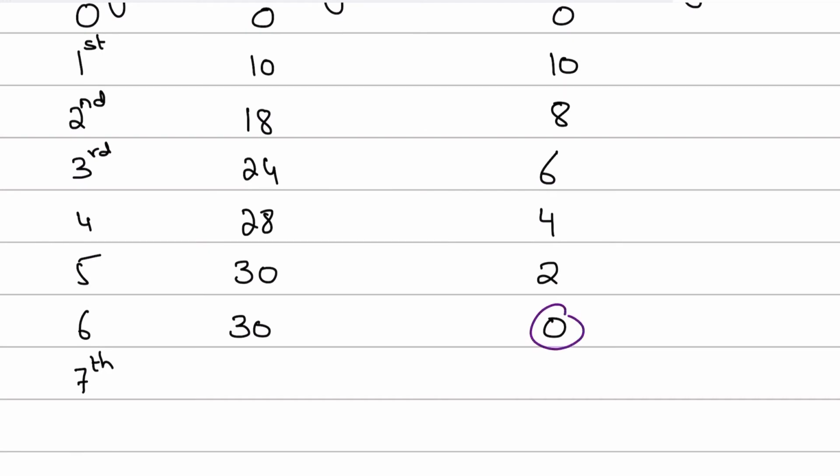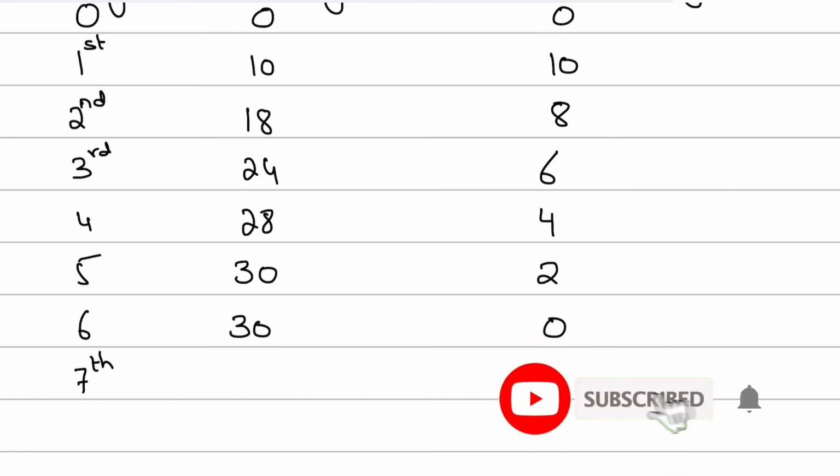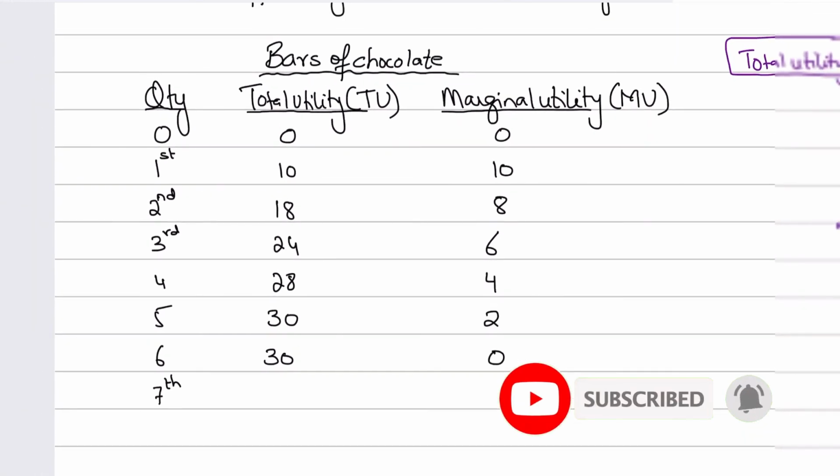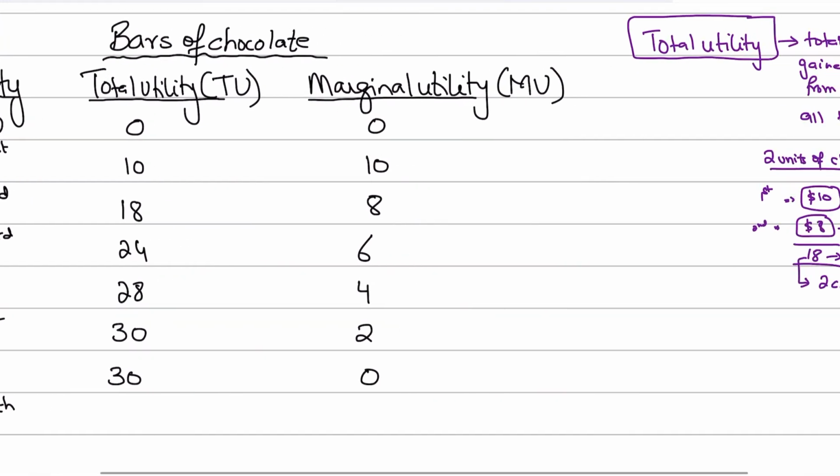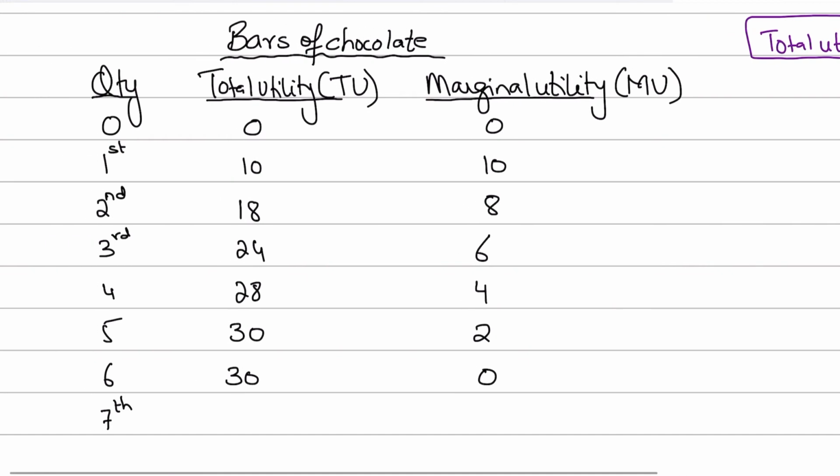It's 0, right? And the sixth bar of chocolate also gives me a total utility of 30, and so did the fifth bar of chocolate give me a total utility of 30. So I'm indifferent between the fifth and the sixth bar, because they both are giving me the same utility. So when I consume the sixth bar of chocolate, there is no extra utility that I gain, right? Because the marginal utility was 0. Understood? Perfect.